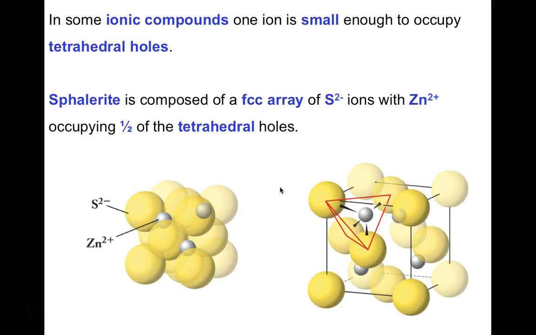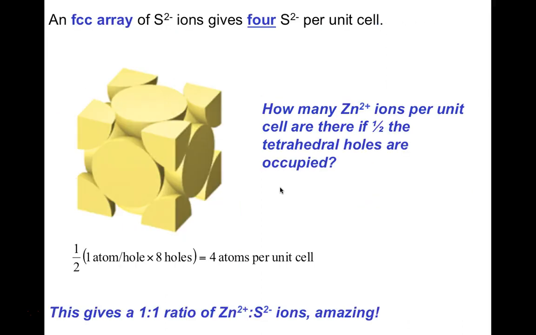And so this gives a 1-to-1 ratio of ions as well, because in the face-centered cubic array of sulfide ions you get 4 sulfide ions per unit cell, and there are 8 tetrahedral holes per unit cell, and we're occupying 1/2 of them, so that means we've got 4 zinc ions per unit cell. So this is an alternative way of getting a 1-to-1 ratio of ions. It only works when your smaller ion is small enough to fit into the tetrahedral holes.